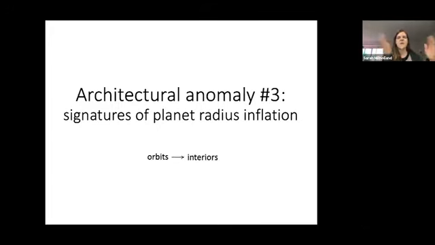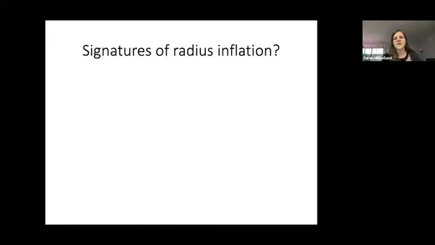So I'm moving away from the effects of tides on orbits to thinking about how tides affect the structure of the planet. First, I just want to follow that line of reasoning from before to examine whether these planets wide of mean motion resonances do indeed have larger radii compared to those inside or at other parts of the distribution.